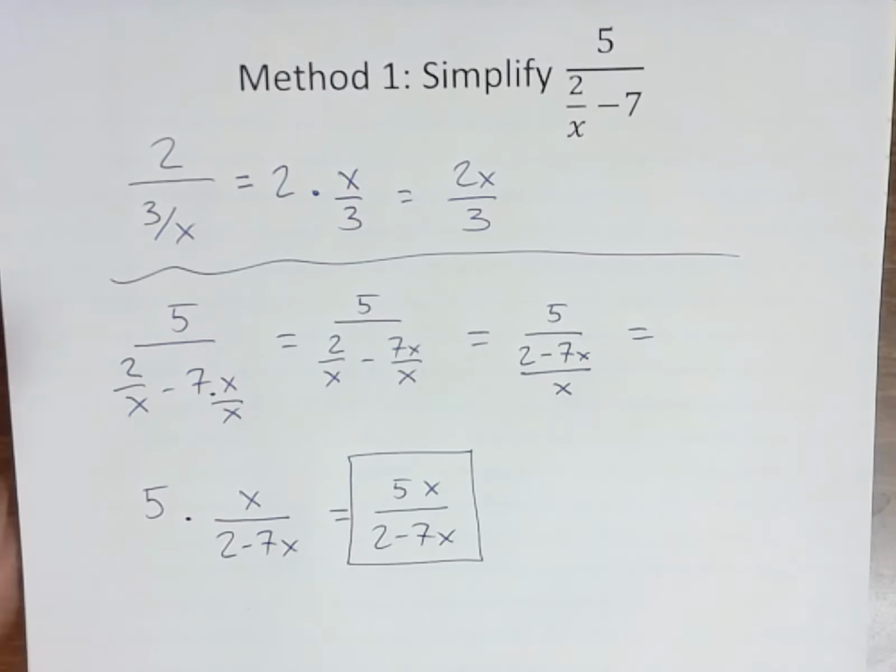So not too bad. A little bit of a process, but really just getting a common denominator so then I can flip it when I divide. That's method one. Okay, let's go look at method two in the next video.